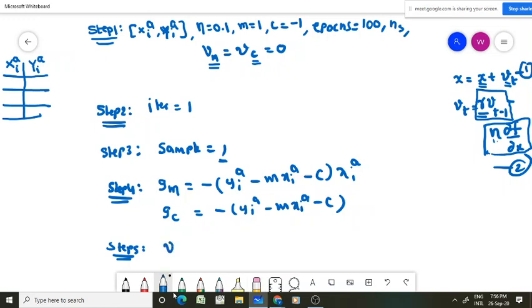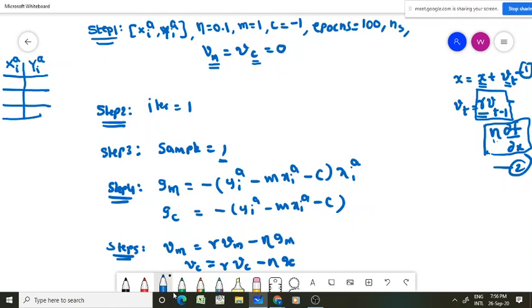So your velocity Vm equals gamma into Vm, this Vm meaning the previous value, minus eta into dou E by dou m, which we can call the gradient. Similarly, Vc equals gamma into Vc minus eta into Gc.